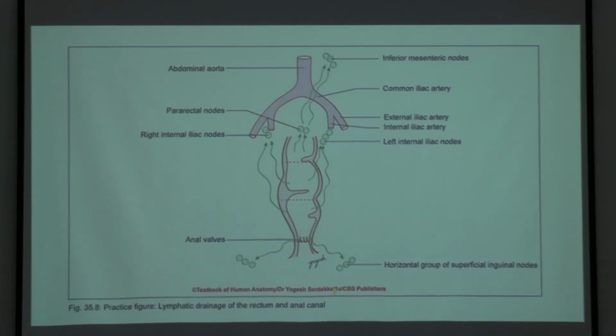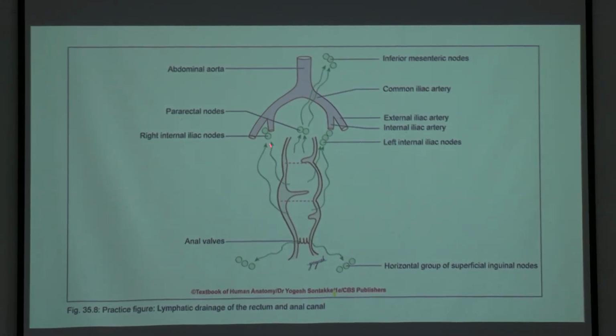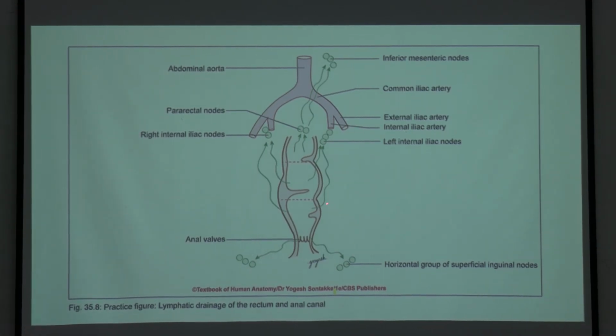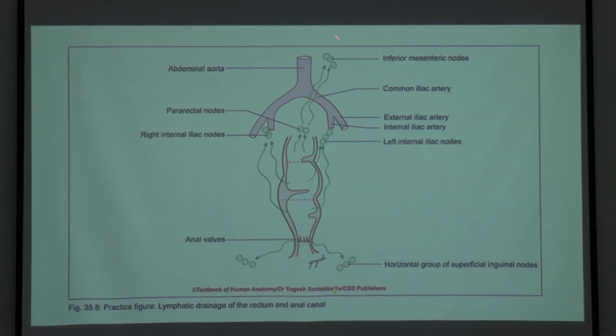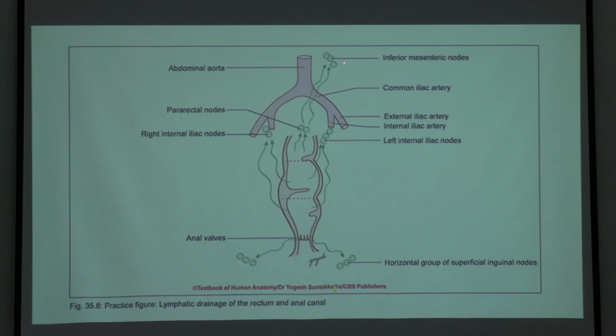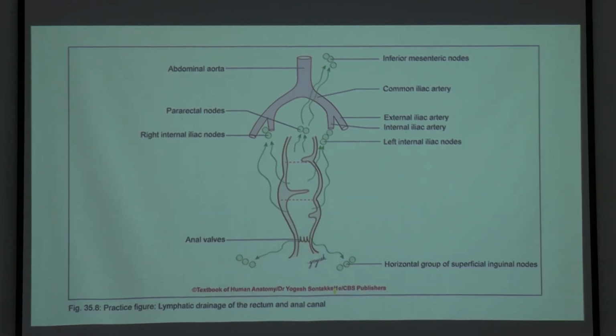From the upper part, you can see the rectum is divided into upper part, middle part and lower part. From the upper part it is going to the pararectal nodes, and also from the middle part you can see these are the internal iliac group of lymph nodes. From here it can go ultimately to the draining channel, the inferior mesenteric node. From here, around the abdominal aorta, the pre- and para-aortic lymph nodes, and ultimately the cisterna chyli.